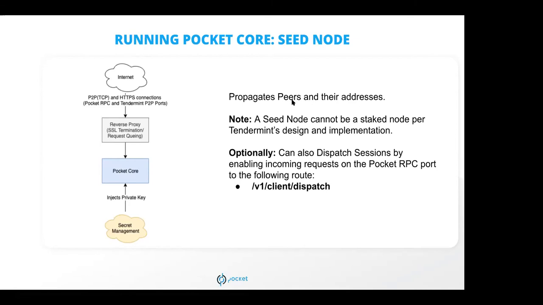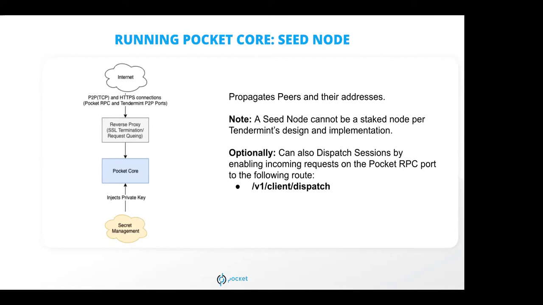So other nodes can form connections between themselves whenever they're joining the network with an empty address book, of course. A seed node cannot be a stake node per Tendermint's design and implementation. This is something that we learned through our testnet process, where we were trying to bypass this rule.